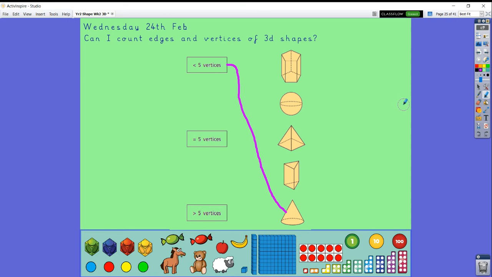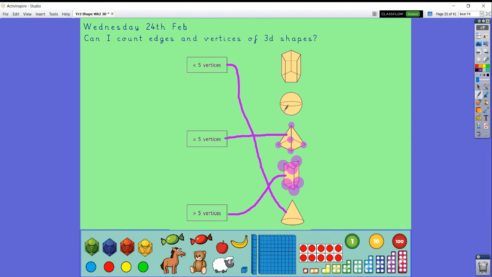Okay, let's have a look at our triangular prism. How many vertices has it got? 1, 2, 3, 4, 5, 6. So it has got more than 5 vertices. So we're going to move it to this one, which is greater than 5 vertices. Looking at our square-based pyramid, we've got 1, 2, 3, 4. And remember, we've got one over the back here, 5. So that one is equal to 5 vertices.